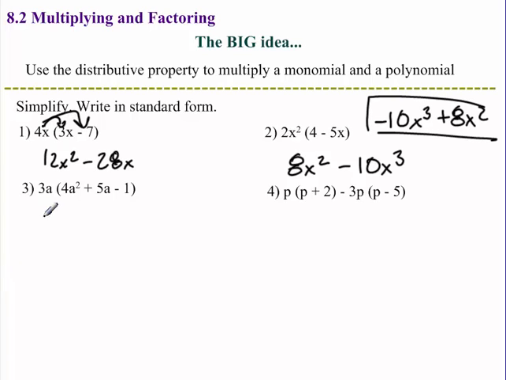Okay, so for number 3 you should have 12a cubed plus 15a squared minus 3a. Okay, again, just distributing. That's it here. Is it in standard form? Absolutely. Is there any more simplifying I can do? No. There's no more combining. That's my final answer.